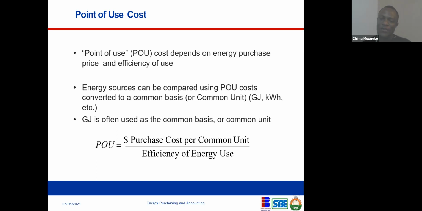So here is the formula for calculating point of use cost. The purchasing cost per common unit. Pay attention to this. The purchasing cost per common unit. So you must bring all of them to a common unit. Then you determine the purchasing cost at that common unit. Then you divide by the efficiency of the energy use. You're going to solve an example, so you understand this.